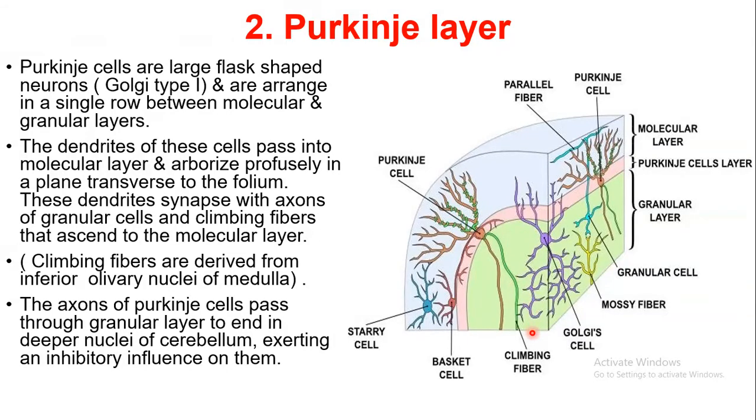And the axons of Purkinje cells, this one, pass through the granular layer to end in the deeper nuclei of the cerebellum, and the function of the axon of this Purkinje cell is inhibitory. This is another important MCQ.